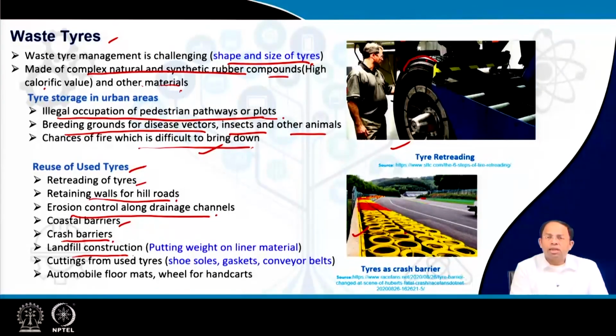They are used in landfill construction because they have certain weights. They can be put on the liner materials to keep them down. After that, we will put waste above that. Then the tires could be cut into smaller pieces. They are used for repair of shoes, for making shoe soles, gaskets, conveyor belts. And they could also be utilized in automobile floor mats, wheels for hand carts. So these are reuses of the tires, the different kinds of reuse which could be facilitated by the ULB as well.